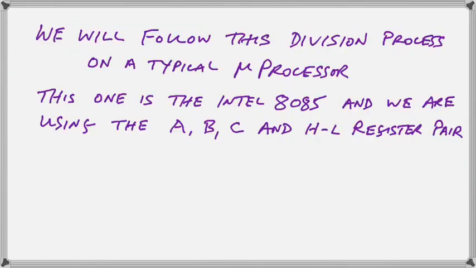We're going to follow the division process through a typical microprocessor. We are going to use the Intel 8085, which is an extremely popular processor. And we only need the A register or accumulator, the B register, the C register, and the HL register pair. Don't be too disturbed if you don't know what that means. A register is just something that holds our ones and zeros and allows us to manipulate them.